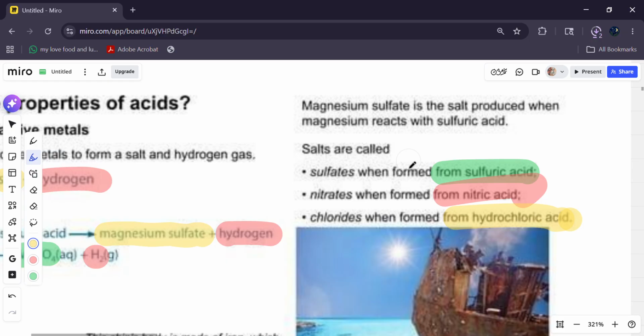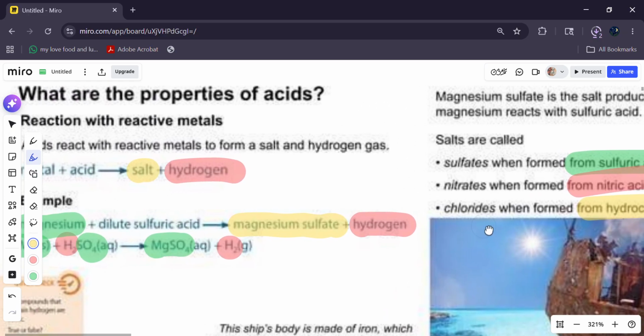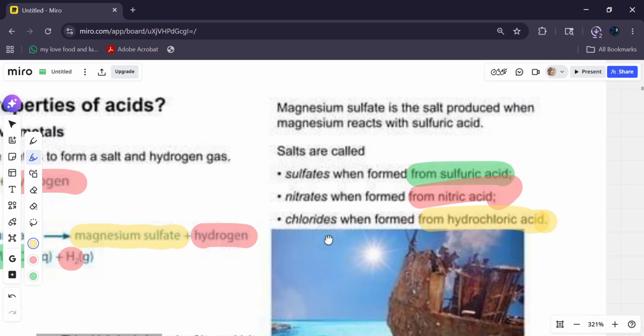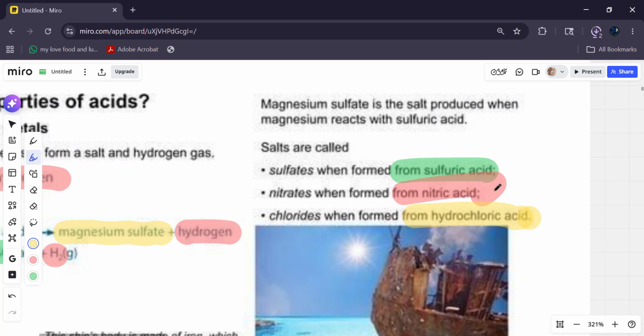Like magnesium is magnesium sulfate only because we reacted it with dilute sulfuric acid. If we were to make magnesium react with nitric acid, it would probably be magnesium nitrate. The salt magnesium nitrate will be produced. If we mix magnesium or any other metal with hydrochloric acid, the salt chloride is produced.